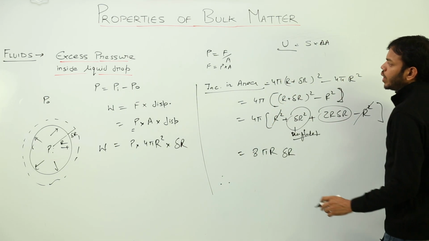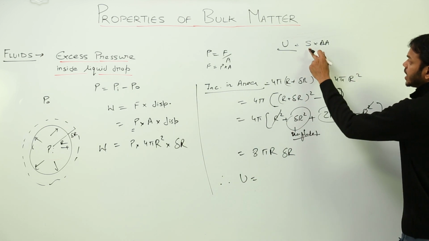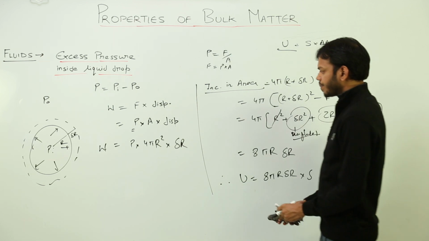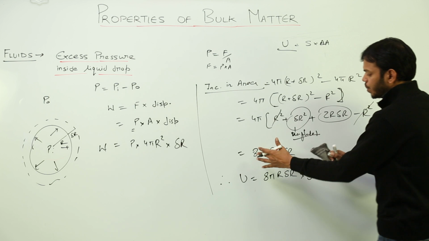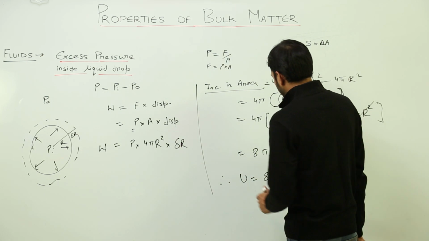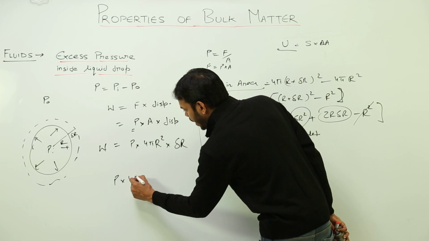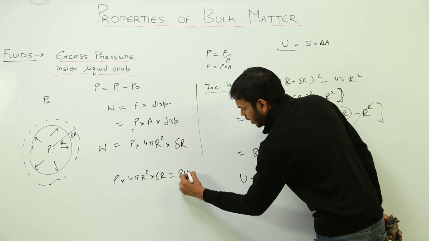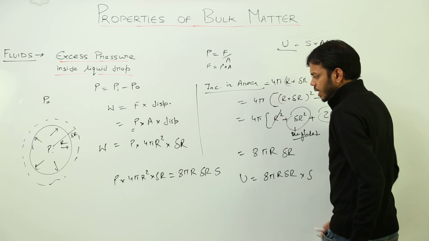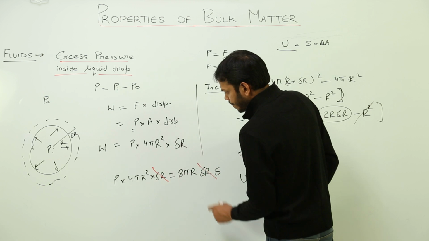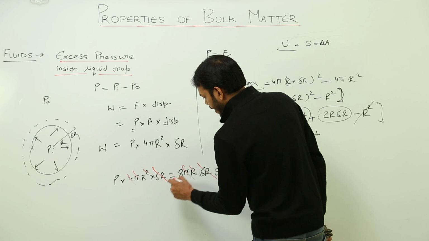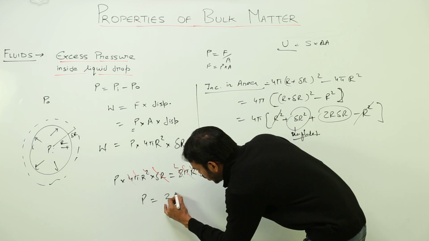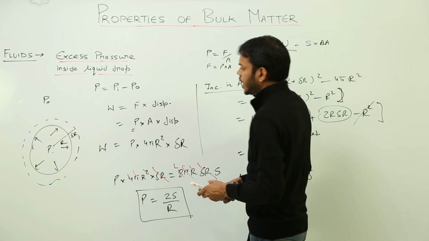Therefore, the potential energy stored due to that work done will be, what is potential energy? Surface tension into area. So 8 pi R delta R times surface tension. This work done is responsible for the storing of potential energy in the liquid drop. That means these two are equal. Compare them: P, the excess pressure, into 4 pi R square into delta R is equal to 8 pi R delta R times S. Here the things cancelling out are delta R, pi, one R and 2. So I am left with 2S and one R only. So the formula for excess pressure inside a liquid drop is 2S upon R, where S is the surface tension and R is the radius of the liquid drop.